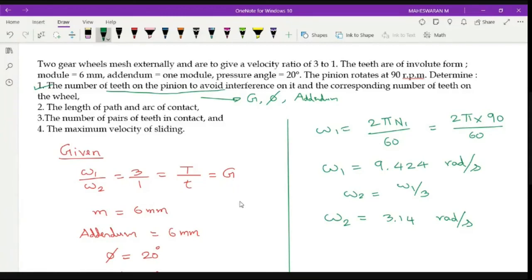You are saying that your AP will be 1. Yes, sir. No, you directly substitute it. In the formula itself, you directly substitute it. Doesn't matter.